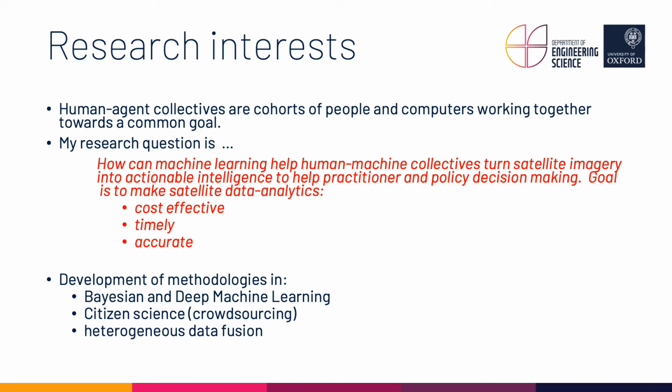Introducing transferable computer algorithms, or agents, into the mix alongside human labelers, thus forming human agent collectives, has the potential to significantly scale data analytics and provide actionable intelligence from huge datasets. So our research question is, how can human agent collectives turn satellite imagery into actionable intelligence, cost-effectively, timely and accurately, to help practitioners and policy decision makers?